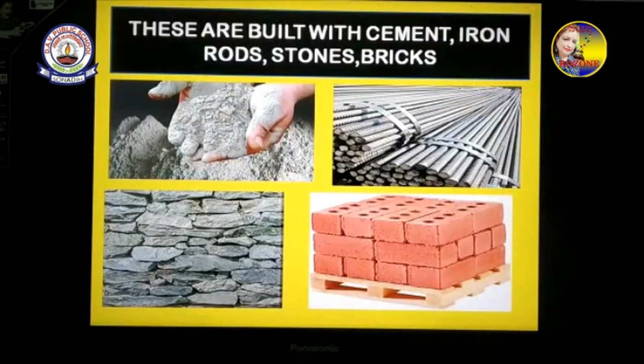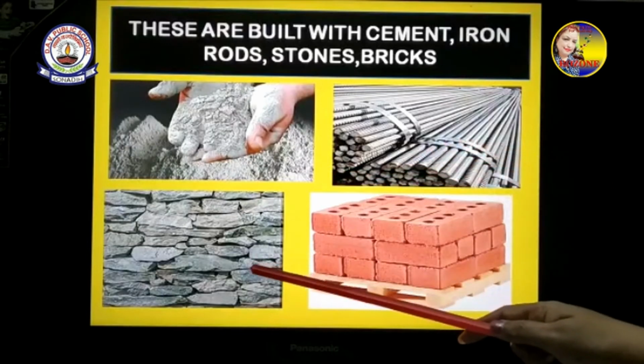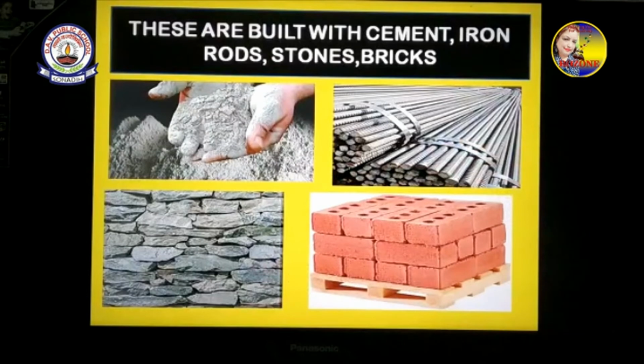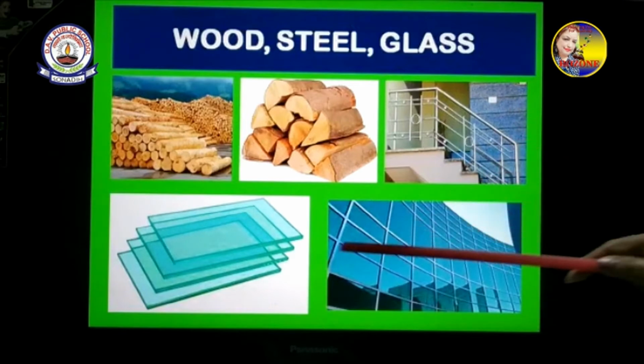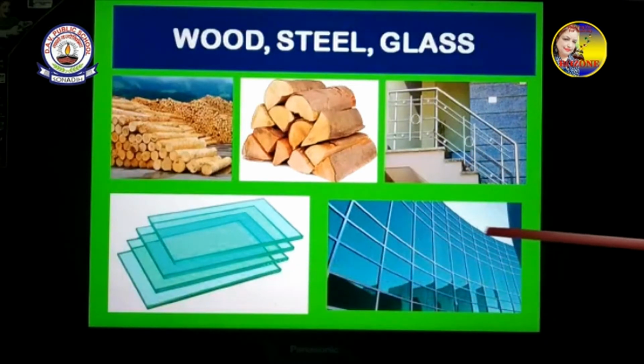Now you see the different types of materials that we use to build a permanent house. You can find over here cement, then these are iron rods, then stones and bricks. These materials we use to build our permanent houses, bungalows, flats and villas and havelis. Then more materials: wood, steel, glass. This is wood, then this is steel. The window frames and the stair frames are made out of this steel, and this is glass. And you see this full structure made in the building, this is made of glass. Understood?